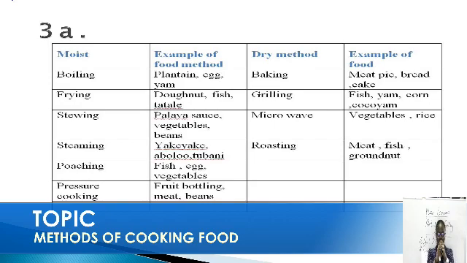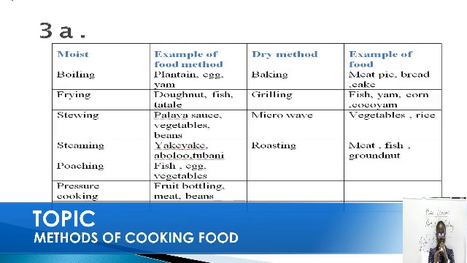Okay, now let's move on to our next dry method. We have the microwave cooking. Foods that you can cook under the microwave: we have all the vegetables that you know, and rice. So these are some of the foods that you can cook under the microwave method of cooking food. That is under the dry method.